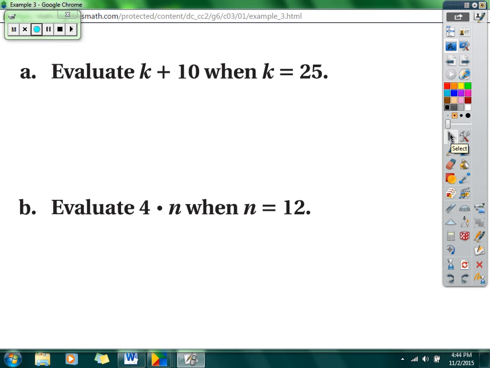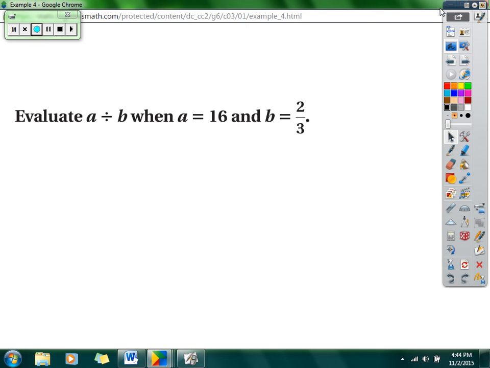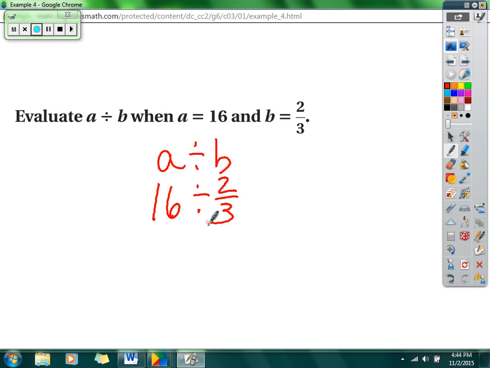The next example we're going to be going over is example number 4. So this again is another substitution problem, but in this case, instead of substituting one number, you're substituting both numbers, okay? So you see that you have an A and a B. So you just substitute exactly what it says. A divided by B is going to be 16 divided by 2/3. Now, no more variables. You know what they are.